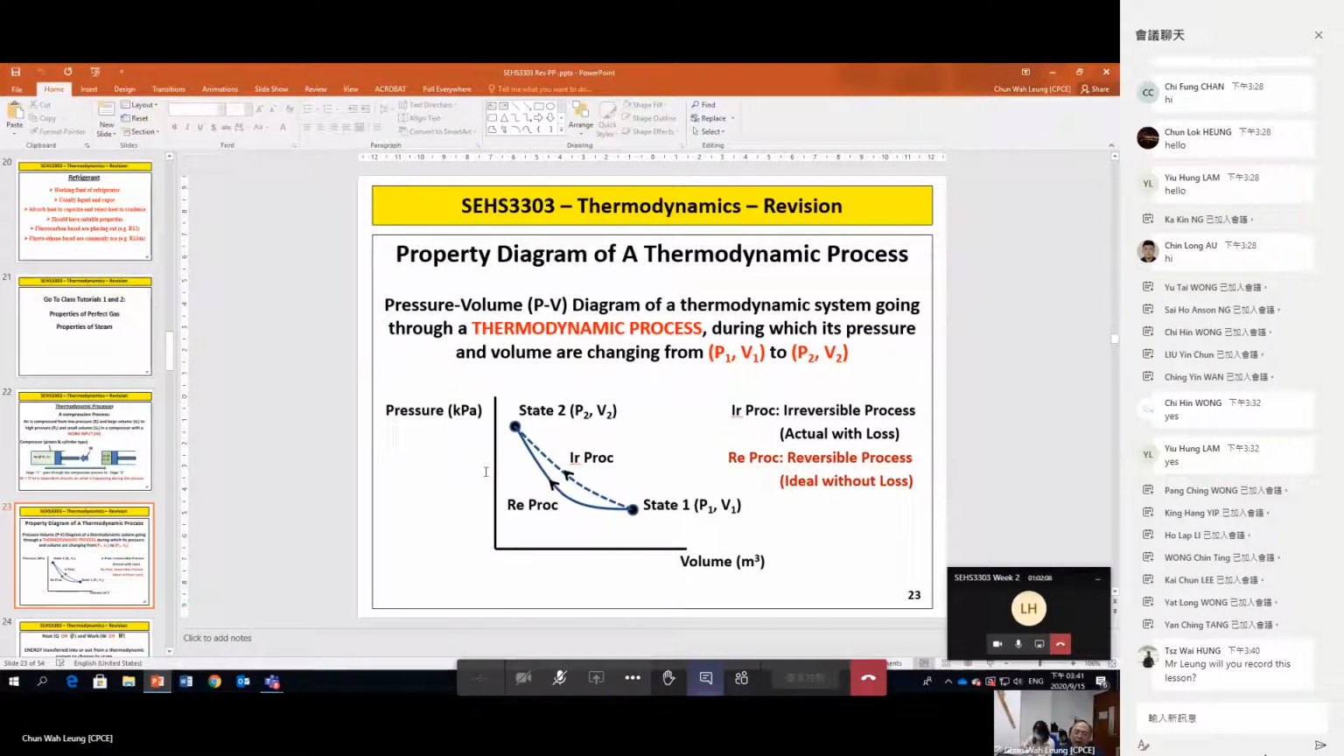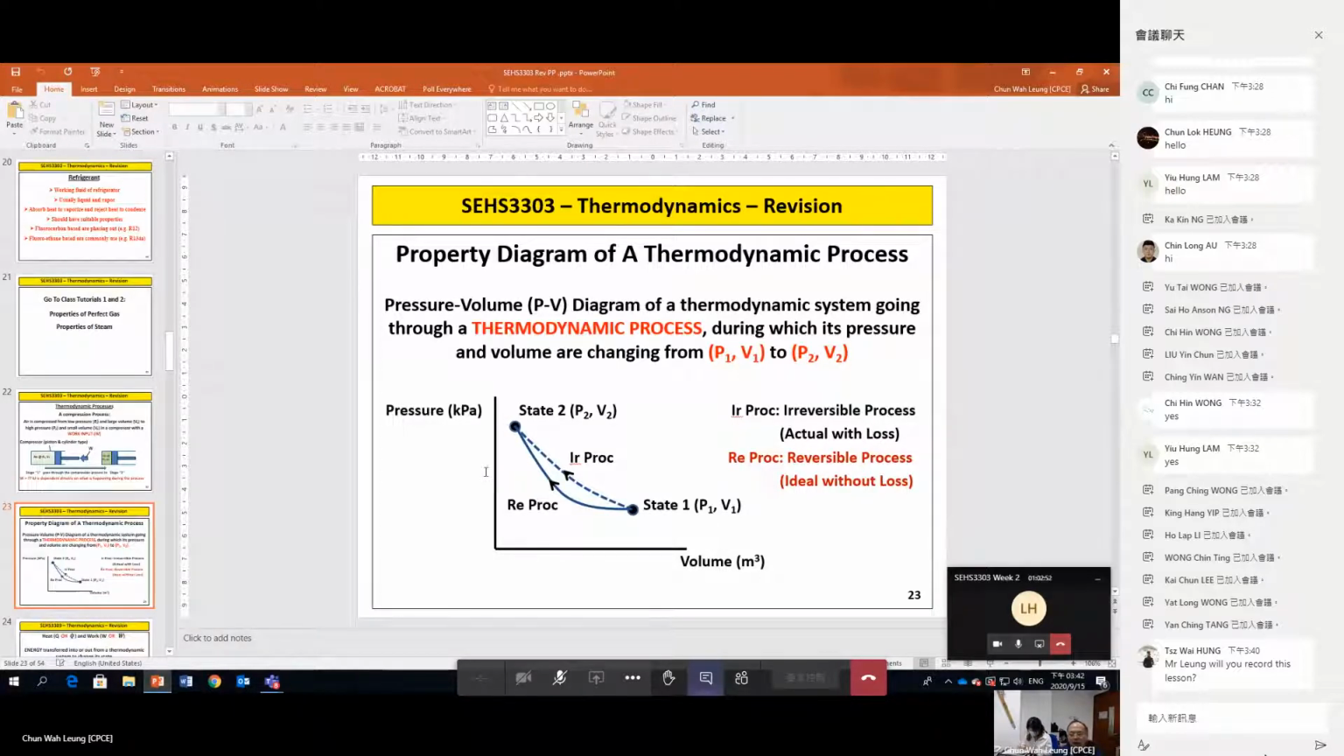In order to show the change in both pressure and volume, it is more convenient to put pressure and volume onto the same graph, a plot. And we call this plot the property diagram. This property diagram makes use of pressure as the y-axis and volume as the x-axis. So therefore, we can also call this property diagram a PV diagram. P is pressure, V is volume.